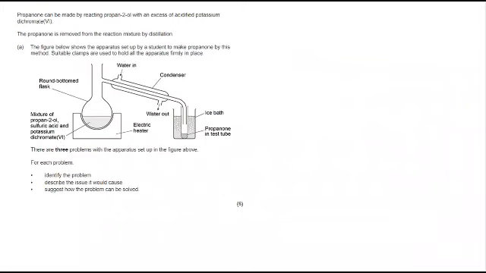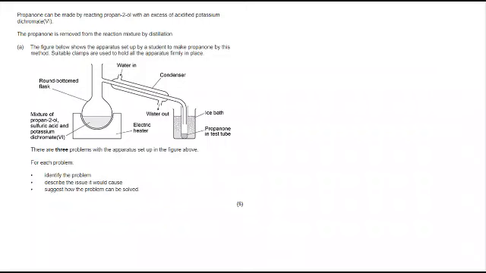We've got a diagram showing the apparatus set up by a student to make propanone. We have got suitable clamps used to hold all apparatus firmly in place, even though they're not shown on the diagram, we know they are there. So you have got to come up with 3 problems with the apparatus that are set up in the figure above. You need to identify the problem, say what issue it would cause, and suggest how the problem can be solved.